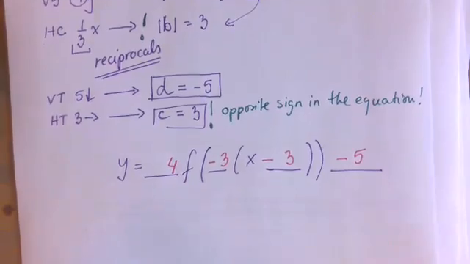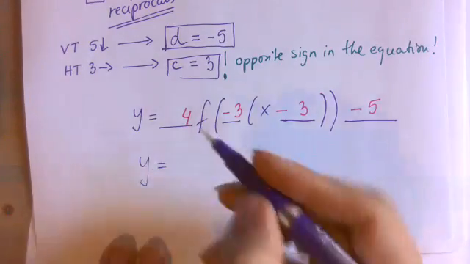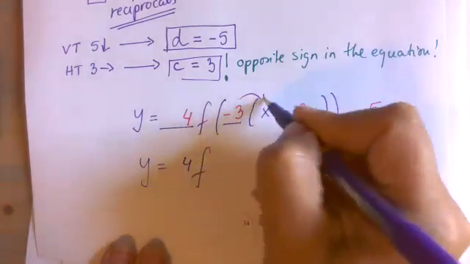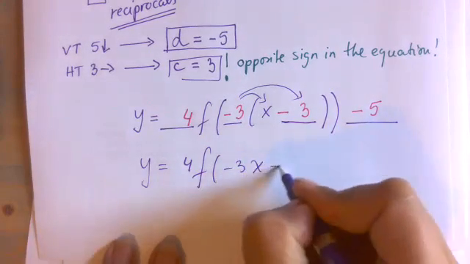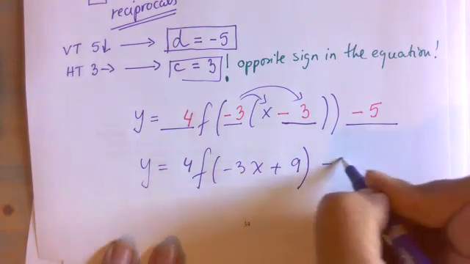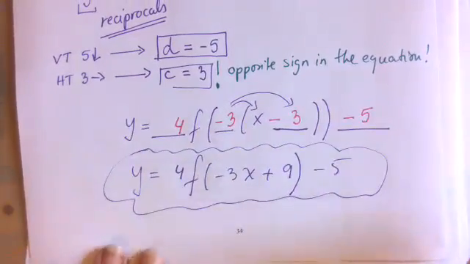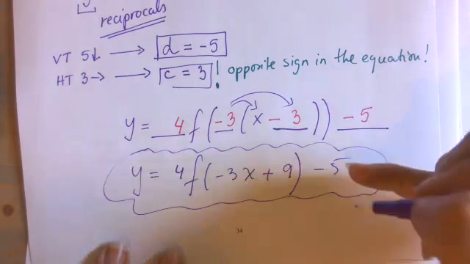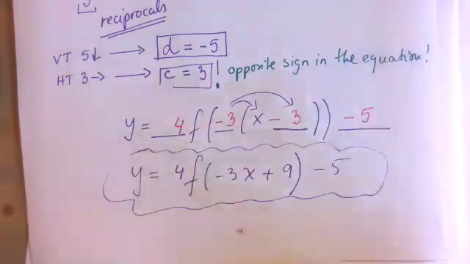To answer a question like this, you only need a standard equation for the transformation, and you want to get rid of all these brackets. You don't need them. y equals 4f, and here we can just multiply through: -3x + 9, close the bracket, -5. So that's the equation in the simplest form we can write it, but we needed to go to the standard form to get to it. Now, if I knew what type of function f is, I might be able to get rid of even more brackets, but since I don't, it has to stay in this form.